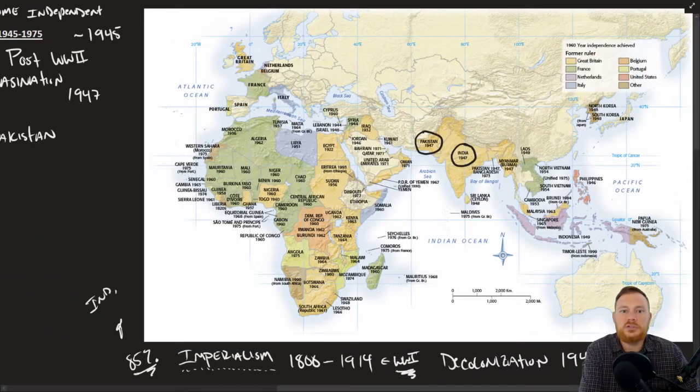So the two-state solution, what the British tried to do essentially was to create two states in India, India and Pakistan, but Pakistan being where the majority Muslim population lived. This little territory right here, so that was Pakistan, and this was Pakistan, right? You could see how these are essentially the same country, but they're completely separated from one another. So this part right here broke away. That became the country of Bangladesh, right?